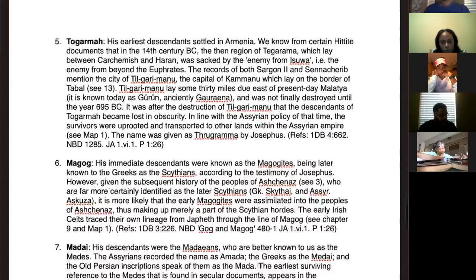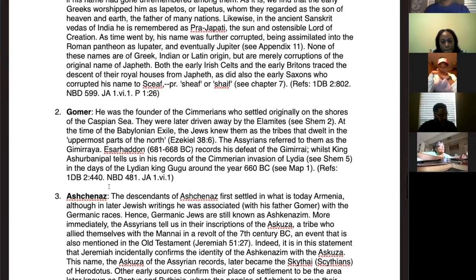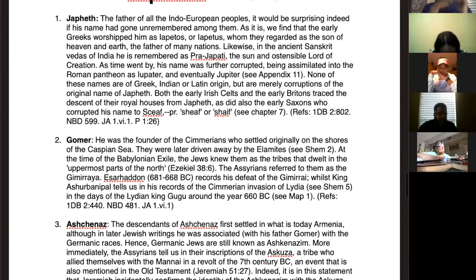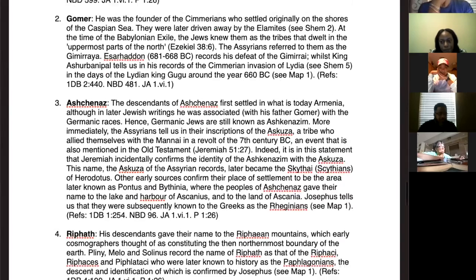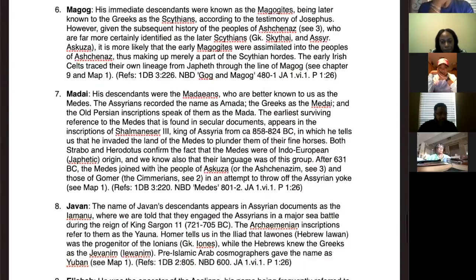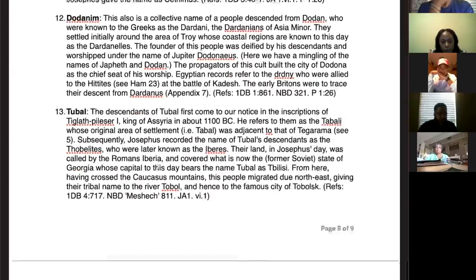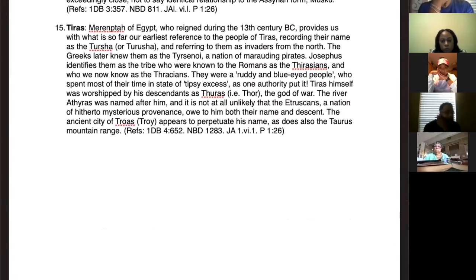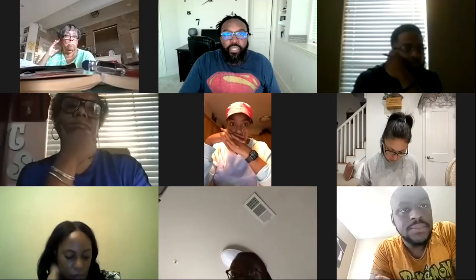So what I'm going to do for the remainder of the time, the rest of this article talks about the Japhetic nations, give you some historical reference to who they were, what other nations came out of them, okay? I will make this available in the groups. Where I want to go now is to dig a little deeper into the Japhetic nations by way of other historical writings. So stand by.